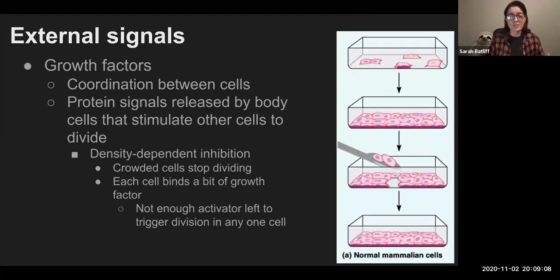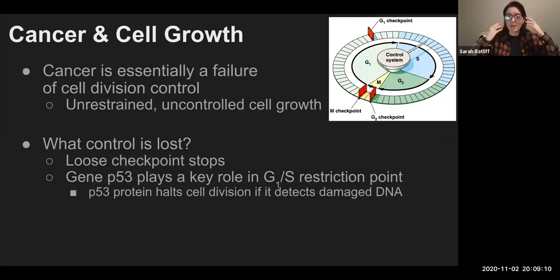So these growth factors, whether they're internal or external, are not stopping these cells from growing. Oh, it's crowded? Too bad. I'm just going to keep dividing. Who cares?